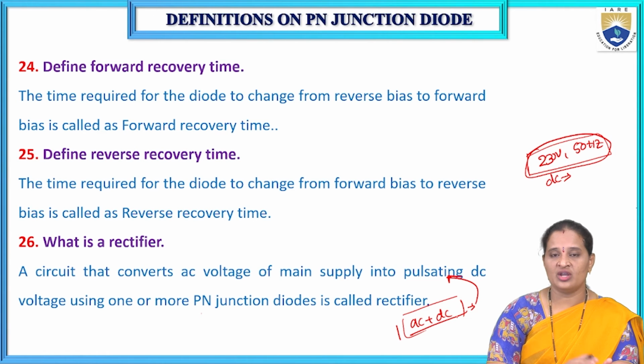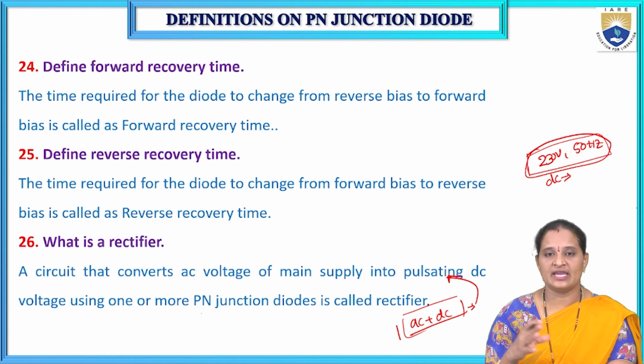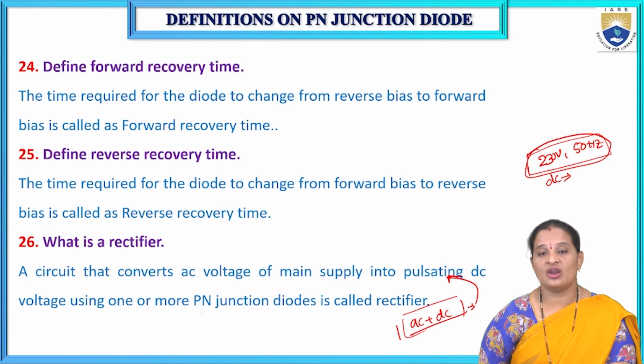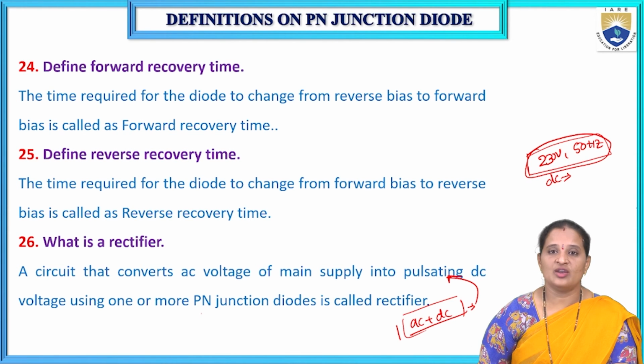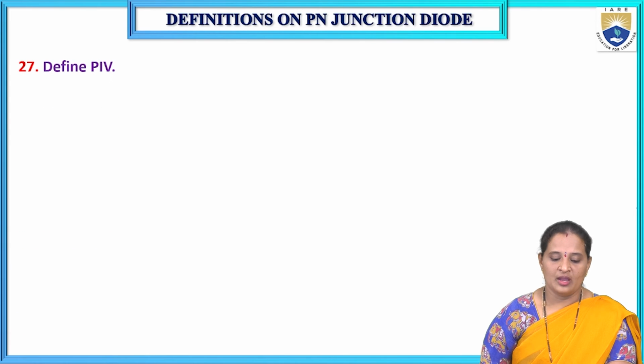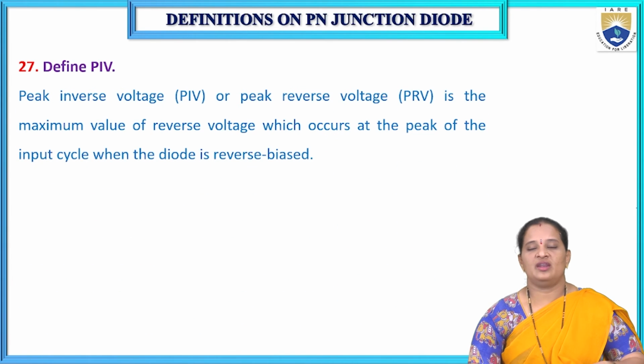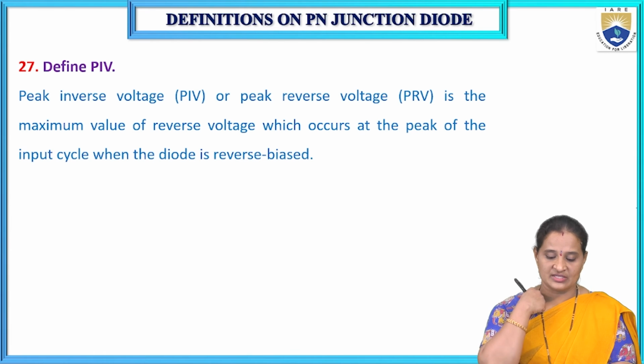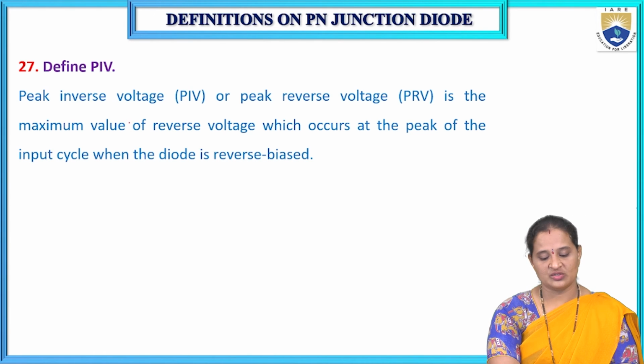A circuit which converts the AC supply into pulsating DC is known as a rectifier, where the major components that can be used in rectifiers are PN junction diodes. We can use one or more PN junction diodes in order to implement a rectifier. Now, for every rectifier, we have some specifications or performance characteristics. The first one is peak inverse voltage, in short, PIV.